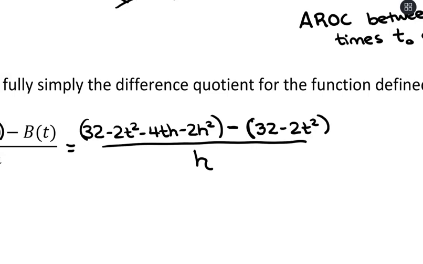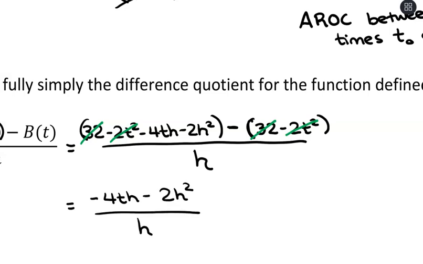Okay, so we're subtracting the things on the right away from the things on the left, so I'm going to have a 32 minus 32, so that's going to make a nice cancellation. I also have a -2t squared minus a -2t squared, so those are going to turn into a 0 as well. So really all I have left over is a -4th minus 2h squared, all over h.